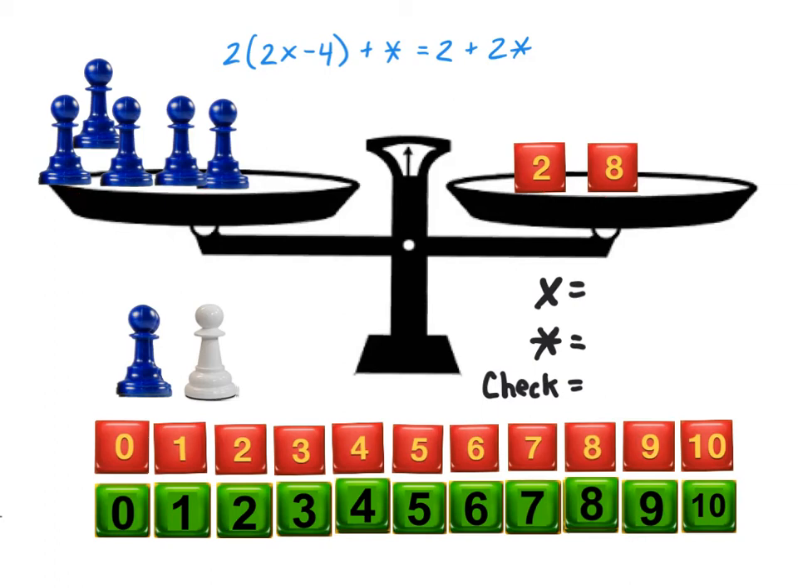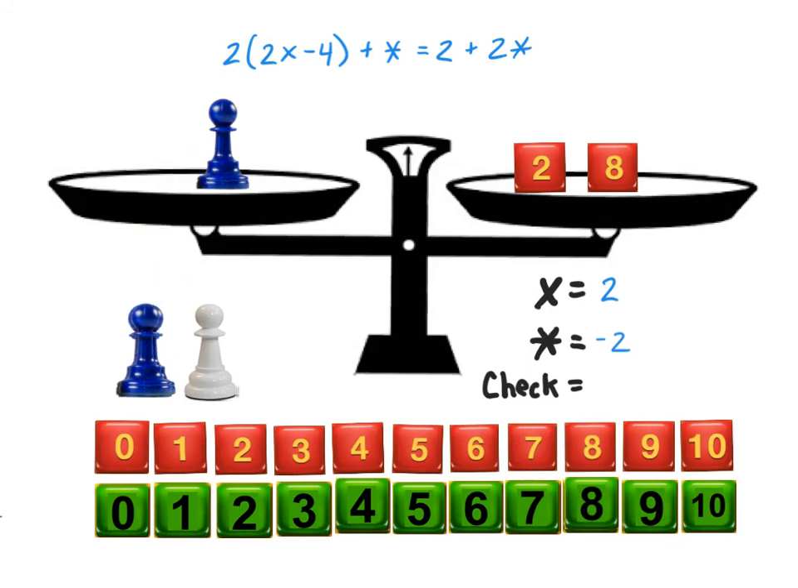So 5 times what is 10? 5 times 2 is 10. And if x is 2, star is negative 2. Let's now complete the check, and I'm going to reset everything to my original state.